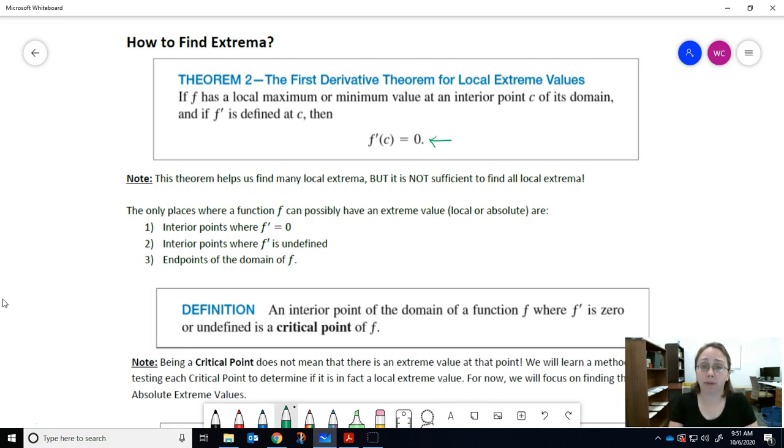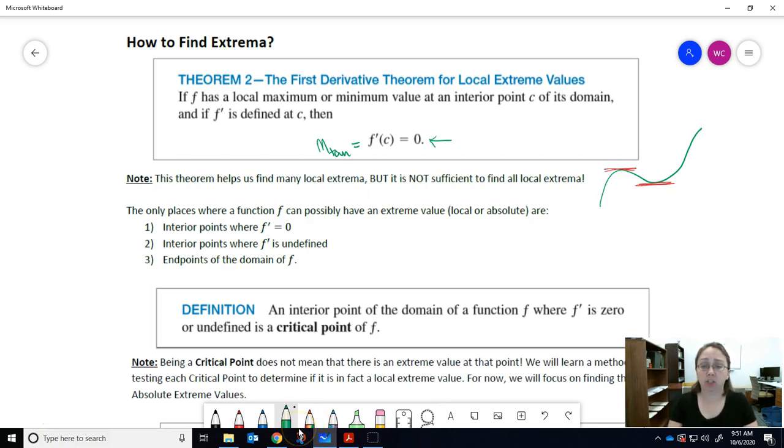So one of the ways we're going to look for a local extreme value, sometimes called local extrema, is to take your derivative, the slope of your tangent line, remember that's the same thing, and set it equal to 0. So we're looking for those points on the curve where you have a horizontal tangent line. And those are going to be local mins and maxes. Now, there's a note here. This helps you find many of the local extrema, but it's not sufficient to find all of the local extrema.